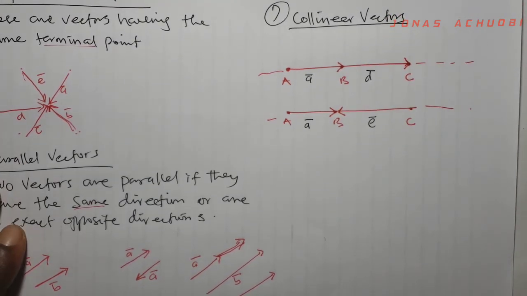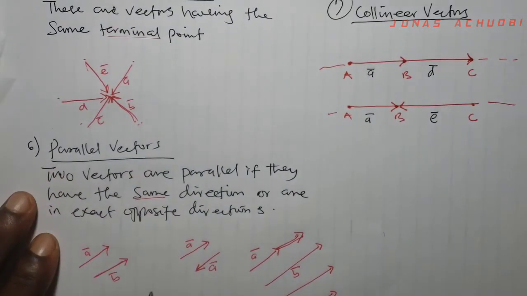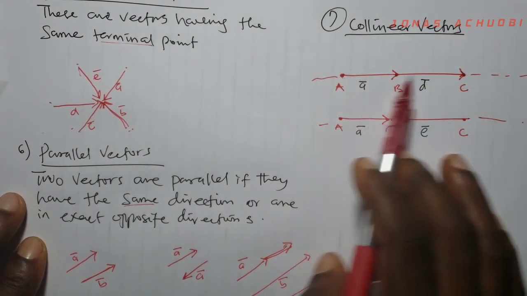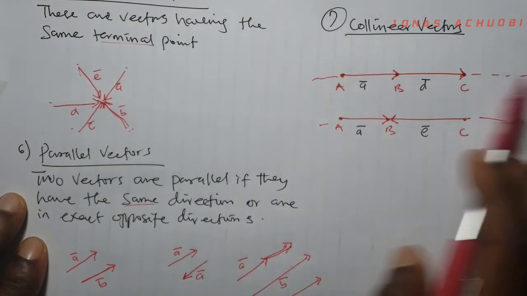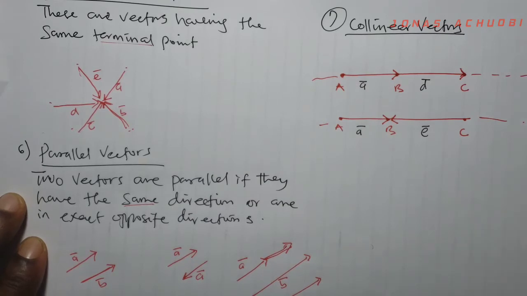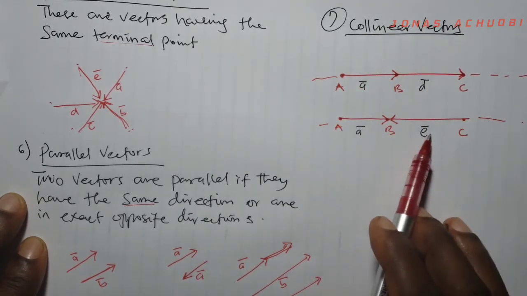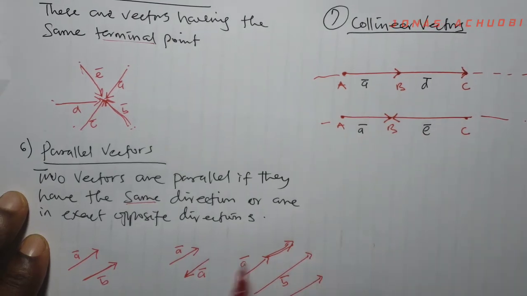So, clear distinction: collinear vectors are parallel vectors. But collinear vectors are special in the sense that we are saying that these two vectors lie on the same support or they are on the same line. Like vector A and B here are in the same direction. Vector A and E here are in exact opposite direction, just like we had for parallel lines.